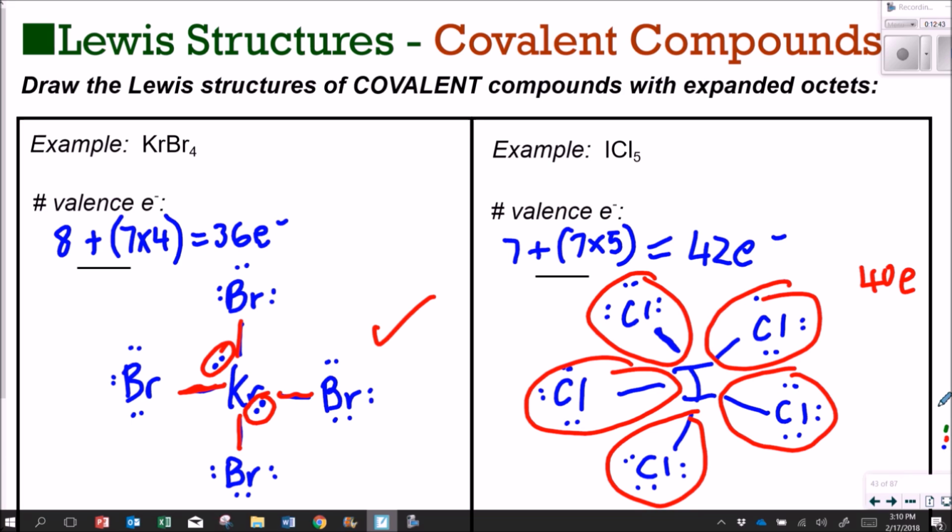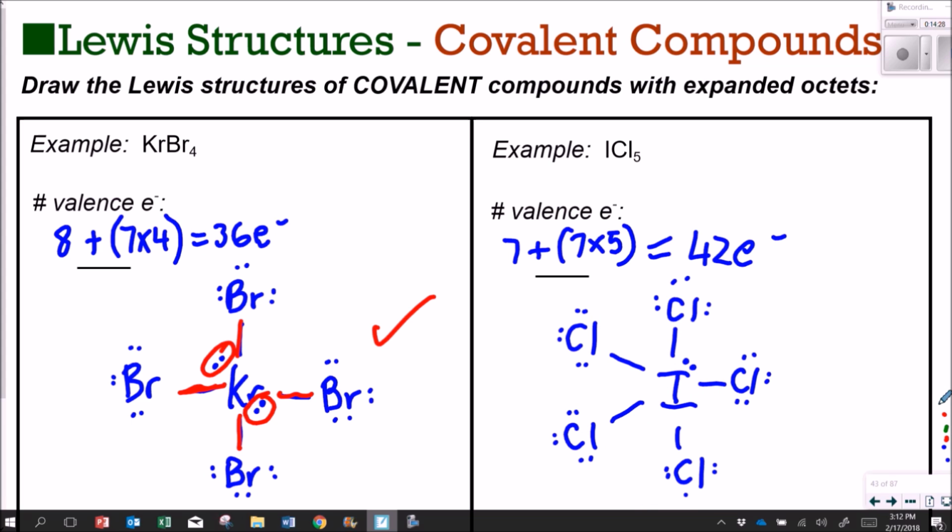So we have to put an extra pair of electrons on the central atom, which would be iodine. So we can put it, let's say, over here as a pair. We can see that the central iodine atom over here has 2, 4, 6, 8, 10, and 12 electrons around itself.